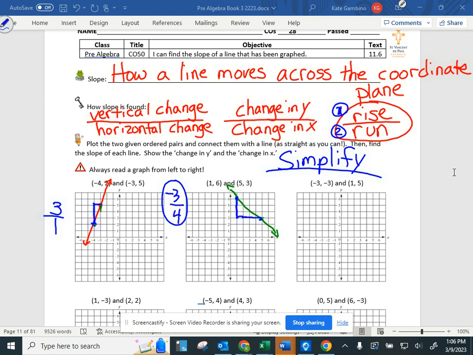Even if the directions don't say it, you have to simplify. So can either of these slopes, can we simplify? No. Will you get slopes that you have to simplify? Yep. So your final step is always checking, can I simplify this slope? Can I divide the same number out of the top and the bottom? Does that make sense? Chris?